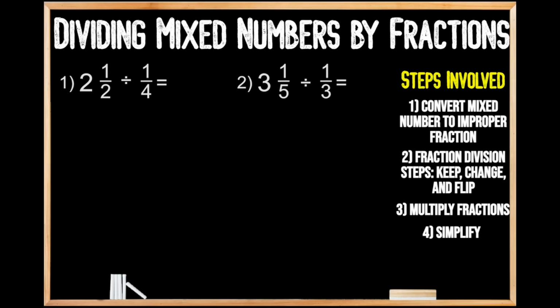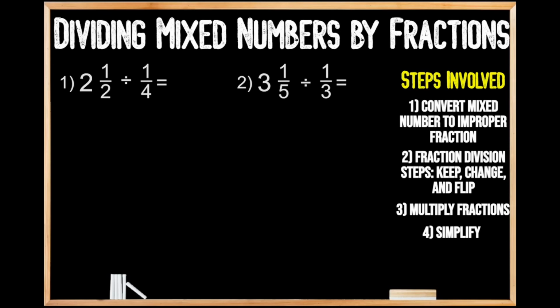Looking over to the right-hand side under our steps involved, we can see that our first step is to convert our mixed number to an improper fraction. If you're unsure of how to do this, or if you find at any point during this video that you're unsure of what we're doing, then I encourage you to pause the video and take a look at some of the video links in the description below, where we break down these processes in a lot more detail.